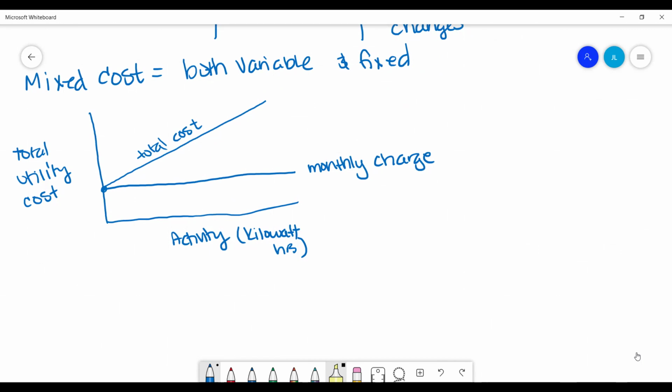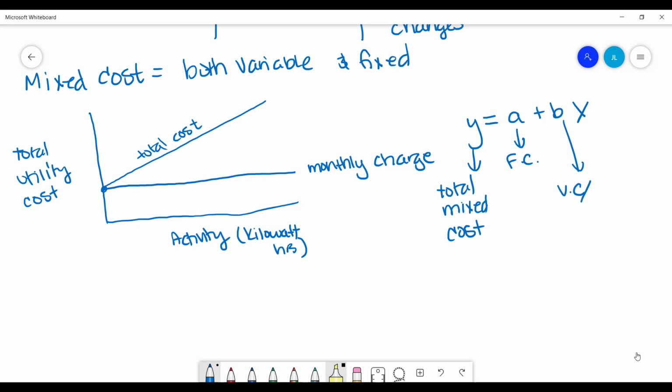Okay, so that line, or this graph right here can be expressed as an equation. And the equation we're going to use in this class is y equals a plus bx. It's basically the equation of a linear line. Okay? Y is your total mixed cost, or in other words, your total cost. Okay? A is your total fixed cost. B is your variable cost per unit. And X is your activity level.